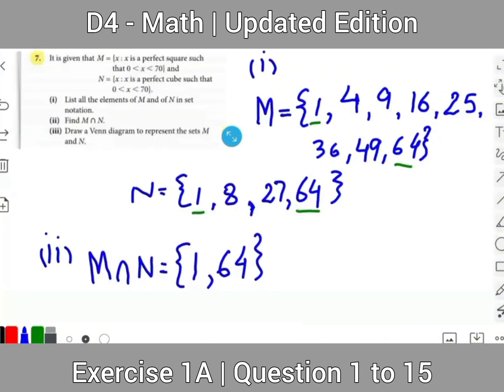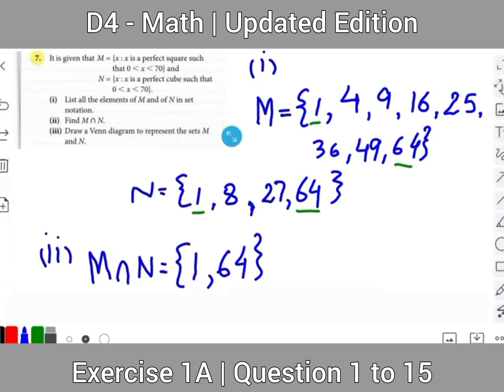Now in this question, we will see that M and N are given in set builder notation. So first we will read these two sets. The set M says M is equal to X such that X is a perfect square such that X is greater than 0 and less than 70. So we have to find the variable X, a perfect square, which should be greater than 0 and less than 70.